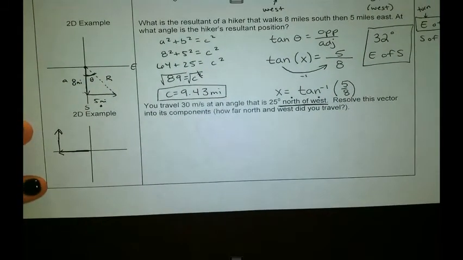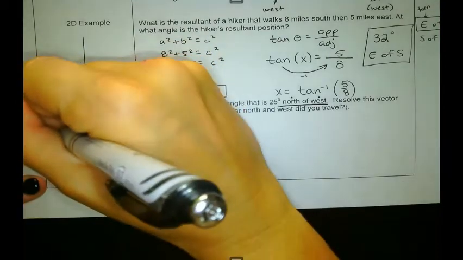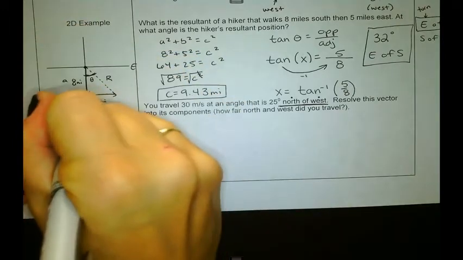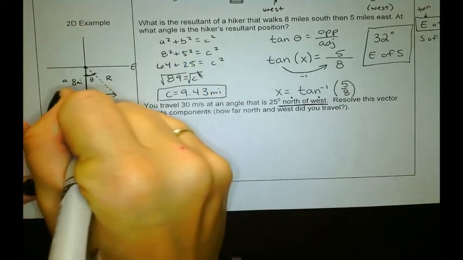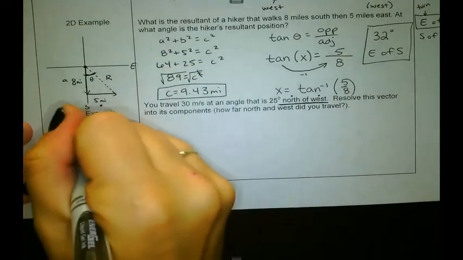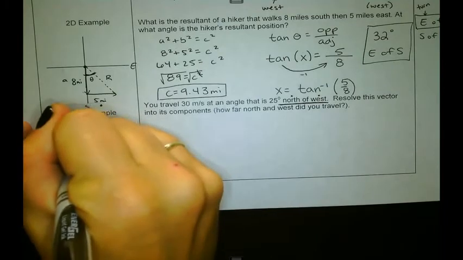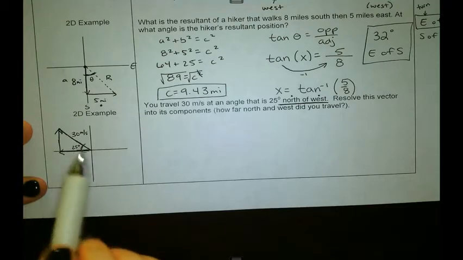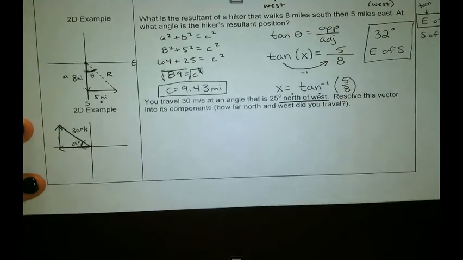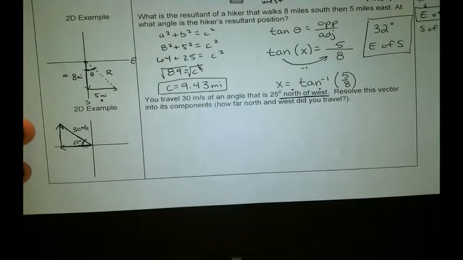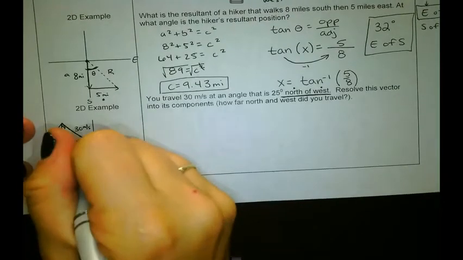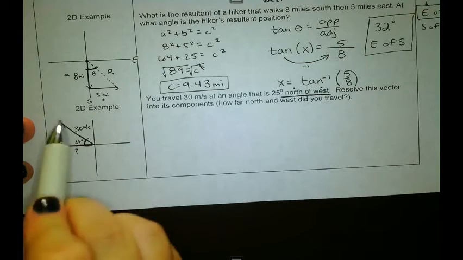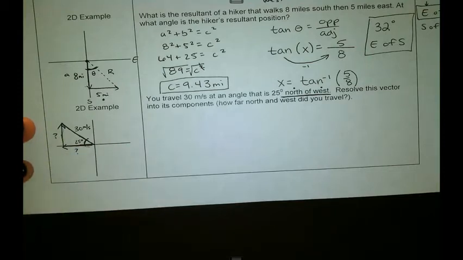I'm traveling 30 meters per second at this angle, which is 25 degrees north of that west line. Okay, resolve this vector into its components. How far north and west did you travel? I want to know my y and my x, my vertical and my horizontal.